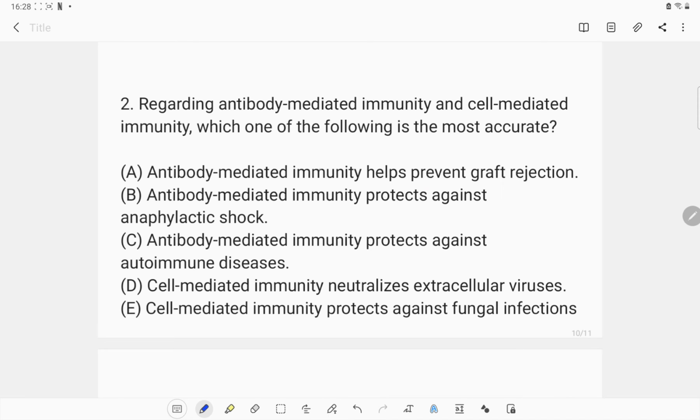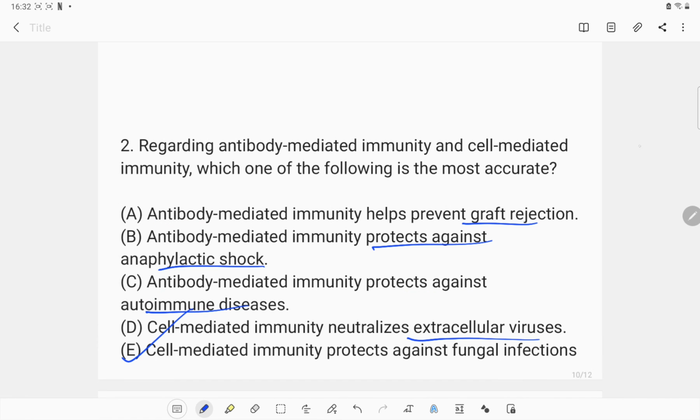This is not correct. Antibody mediated immunity acts in anaphylactic shock. Graft rejection is most associated with cell mediated immunity. Protects against, no, it causes anaphylactic shock. Antibody mediated immunity protects against autoimmune diseases. No. Cell mediated immunity neutralizes extracellular viruses. No, intracellular viruses. Cell mediated immunity protects against fungal infection. So the right answer is E. It protects against the fungal infection.